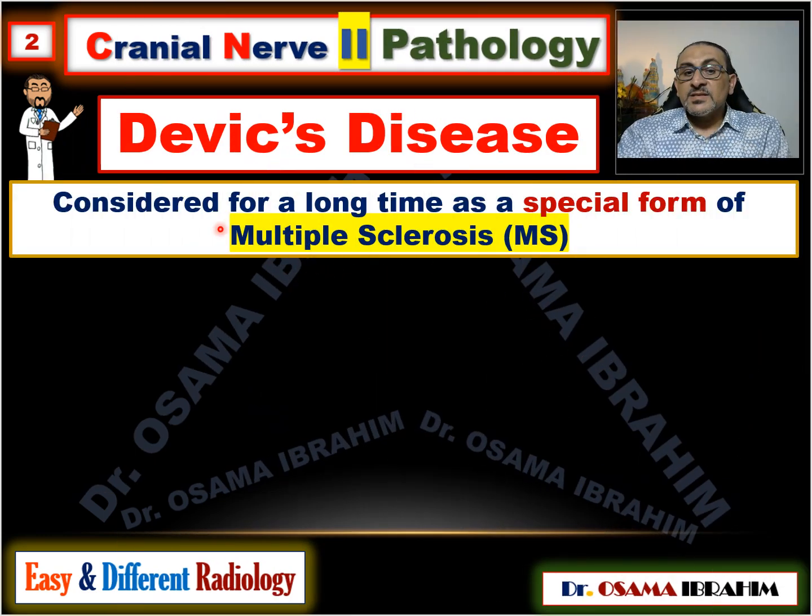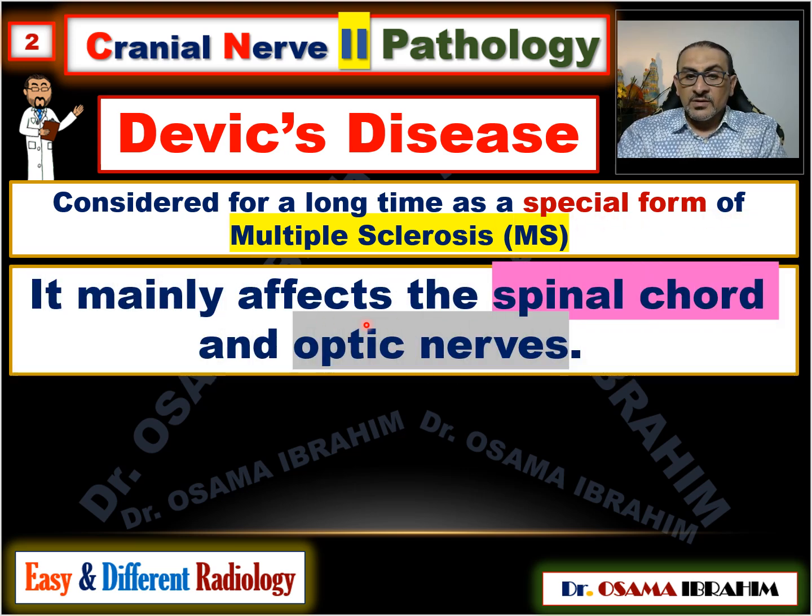Devic disease could be considered a special form of multiple sclerosis. However, it is characterized by optic nerve abnormality and spinal cord abnormality. So it could be detected during a cervical MRI, where you can see abnormal signal in the cord. At that time you should also look for abnormal signal in the optic nerve to exclude this disease.